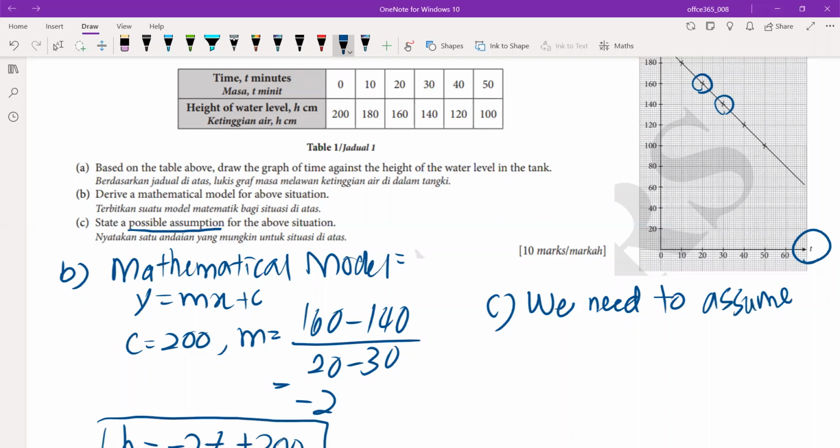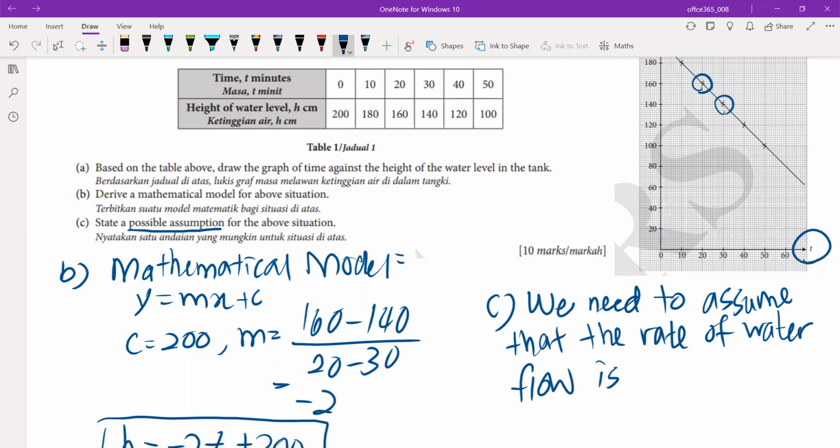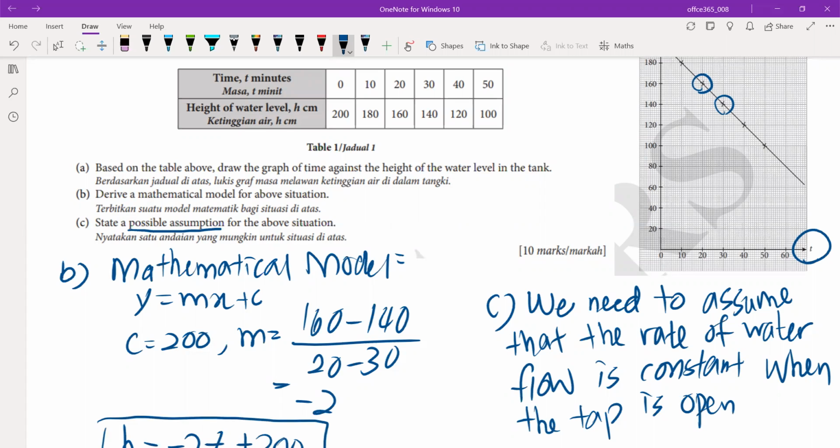You must make sure you assume something is fixed. You can think of something related to the rate of water flow is constant when the tap is open. So, you can write it in words: we need to assume the rate of water flowing out is constant while the tap is opened.